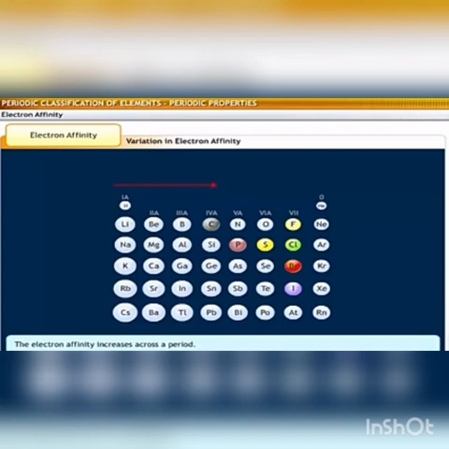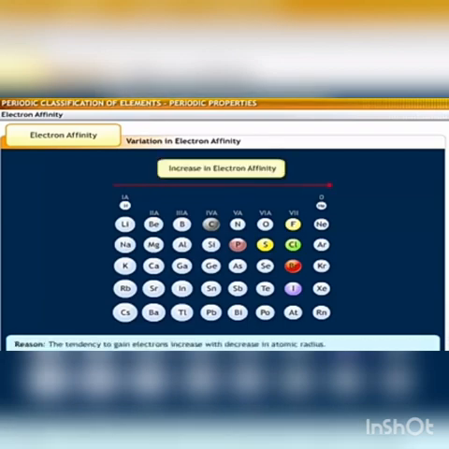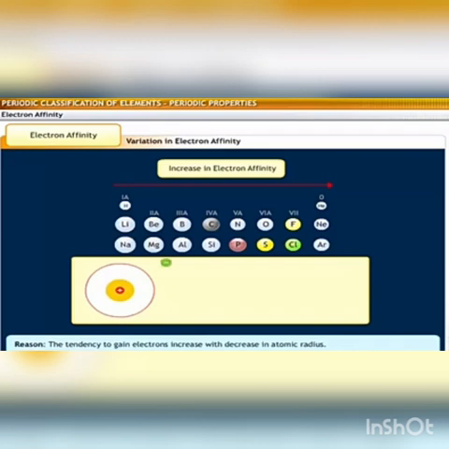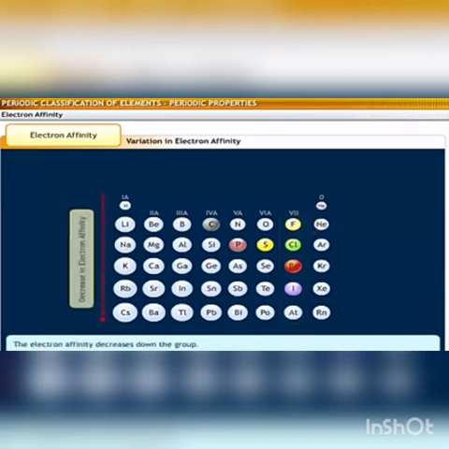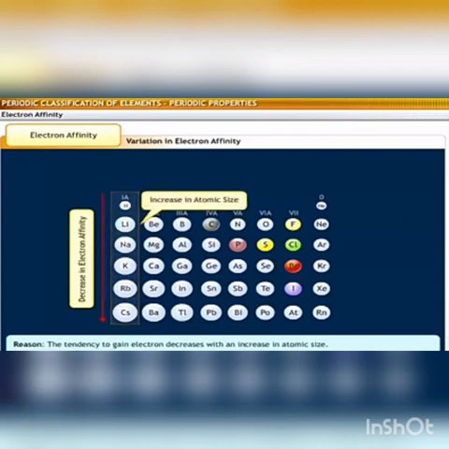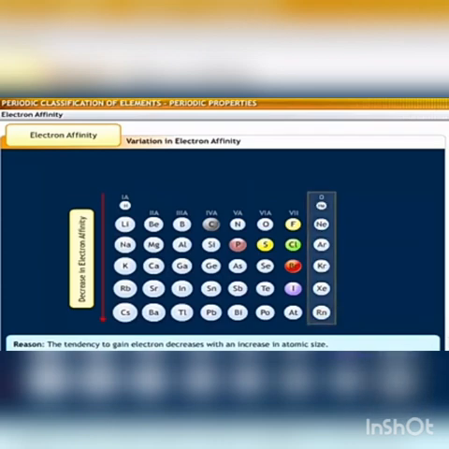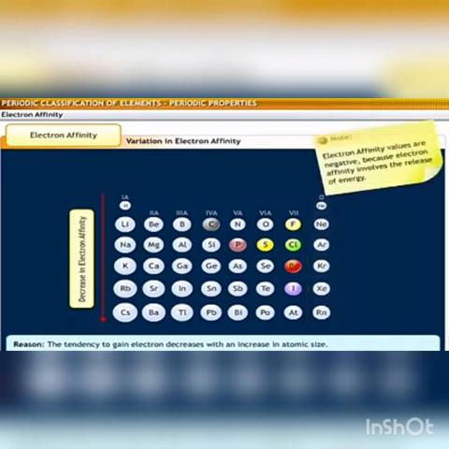Electron affinity increases from left to right in a period. This occurs because across a period, the tendency to gain electrons increases with a decrease in atomic size. Halogens in the periodic table have the highest electron affinity values. Electron affinity decreases down a group. This is due to the tendency to gain electrons decreasing with an increase in atomic size. The zero group elements or the inert gases have the lowest electron affinity values in the periodic table. Generally, electron affinity values are negative because electron affinity involves the release of energy.